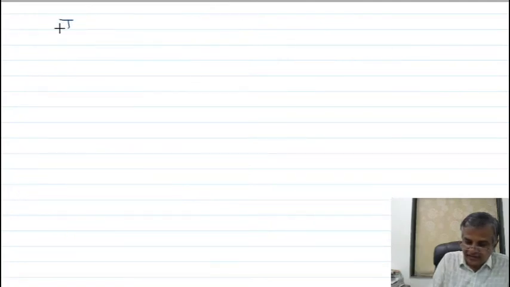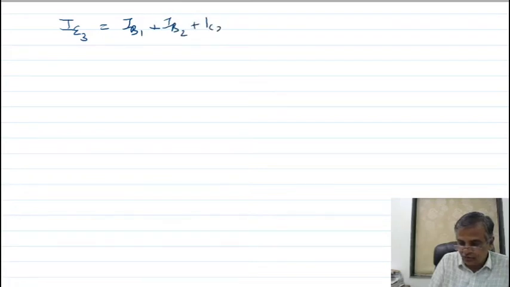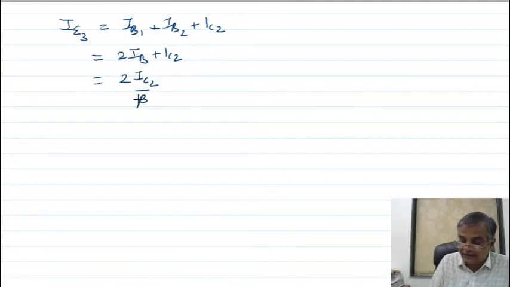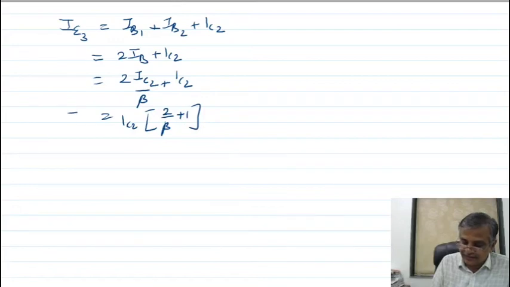From the circuit I can write IE3 is equal to IB1 plus IB2 plus IC2. This is 2IB plus IC2, that is 2IC2 by beta plus IC2. IC2 I have taken common, 2 by beta plus 1. This is IE3. Say this equation is 2.